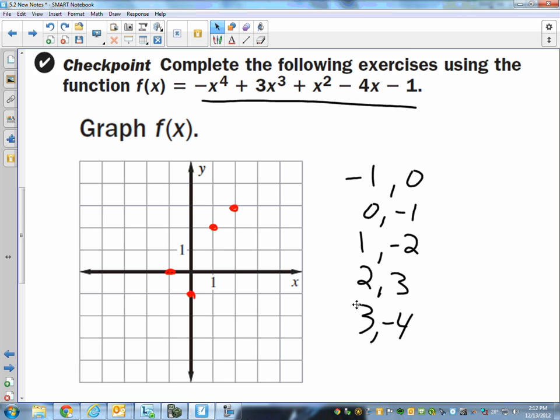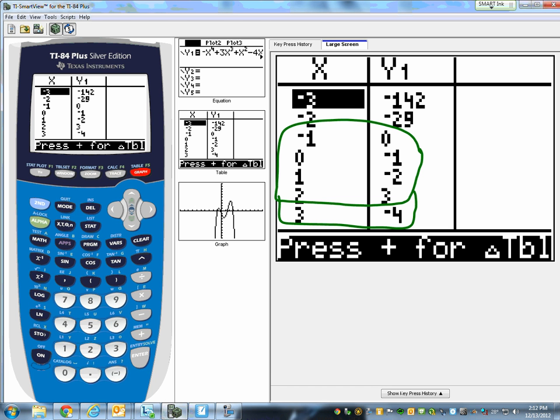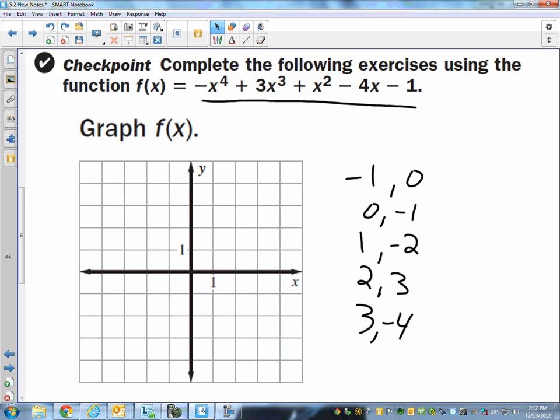Oh, that's... What the heck? Weird. They're the same points as before. Huh. That's strange. Well... Oh, no they're not. There we go.